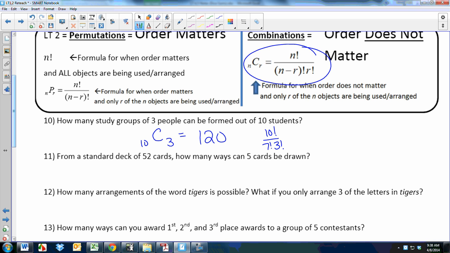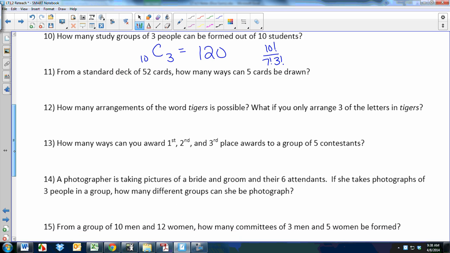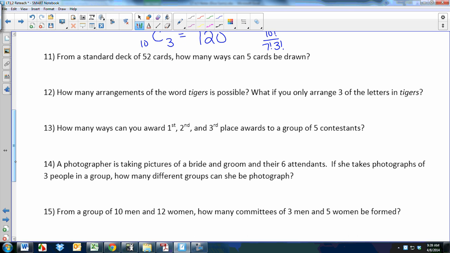All right, now I'm going to let you try. I'm going to pause the video and let you try 11 through 15. And 15 is the hard one. 15 is definitely the hard one. You will have one like it on the quiz tomorrow, something like it. And 14 isn't hard, but a lot of people miss 14. So take a little extra care with 14. All right, now I'll pause the video.